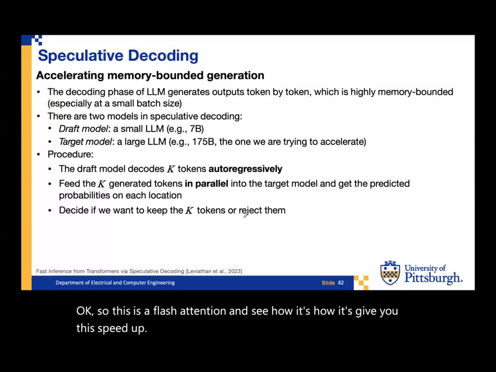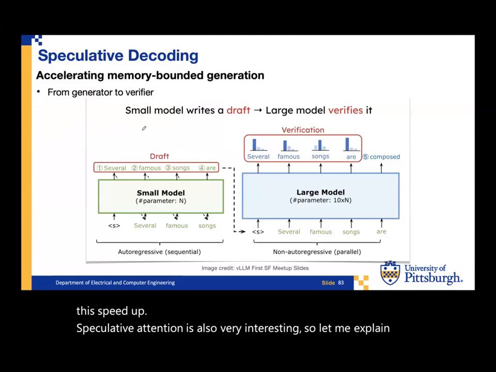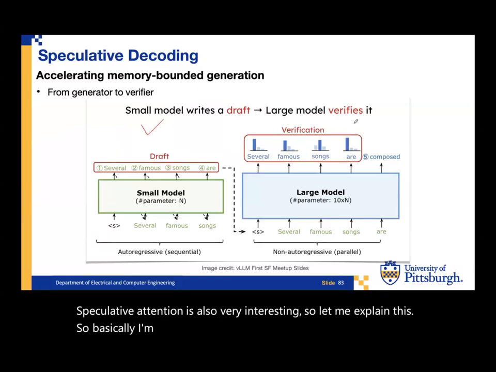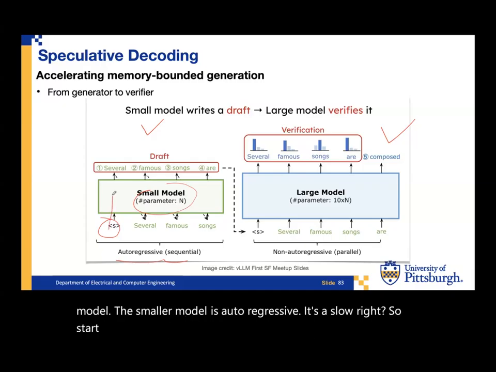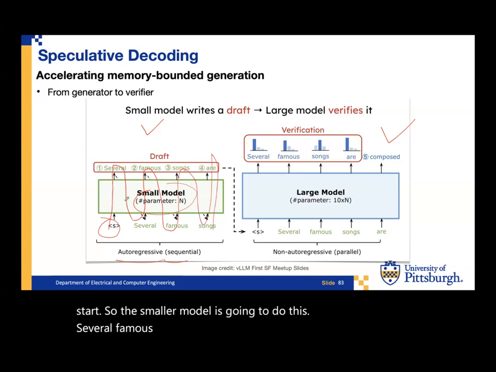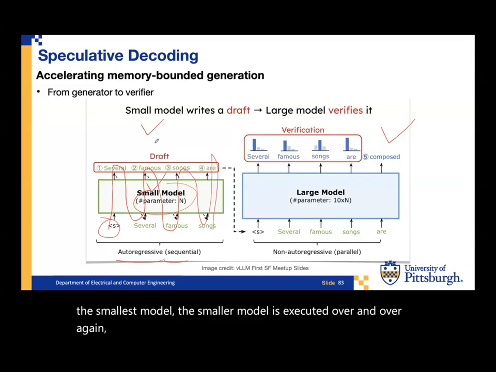Speculative attention is also very interesting. So let me explain this. Basically, I'm going to have a smaller model and a large model. The smaller model is autoregressive. It's slow, right? So the smaller model is going to do this: "Several famous songs are". It's an autoregressive process, which means that the smaller model is executed over and over again. But because this is a smaller model, it's going to be fast.